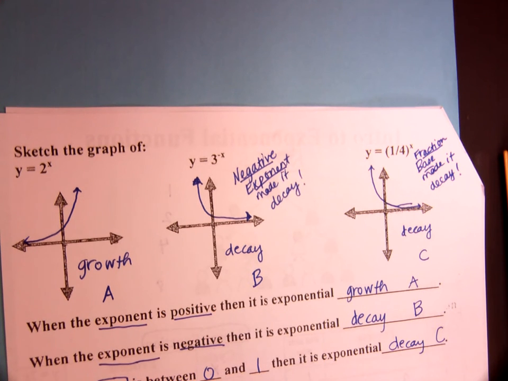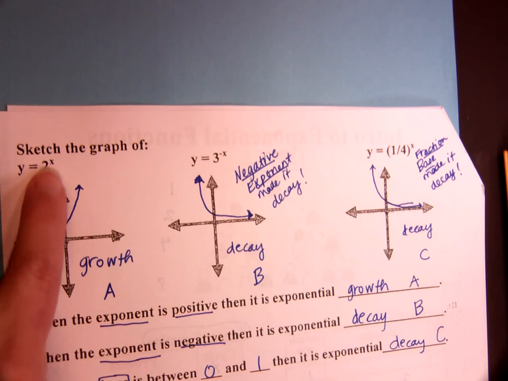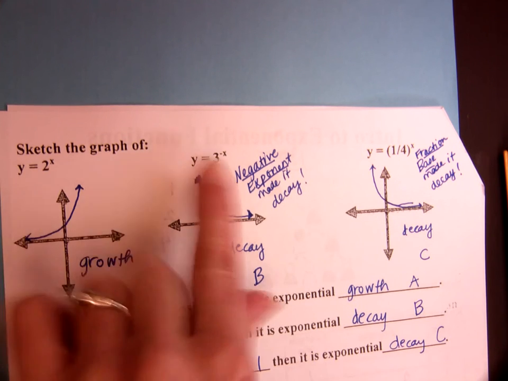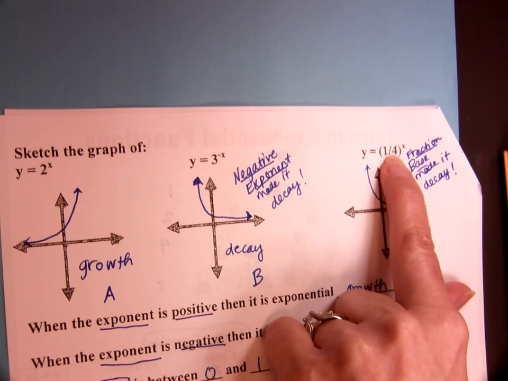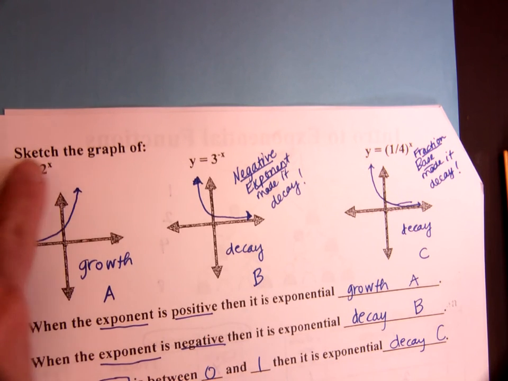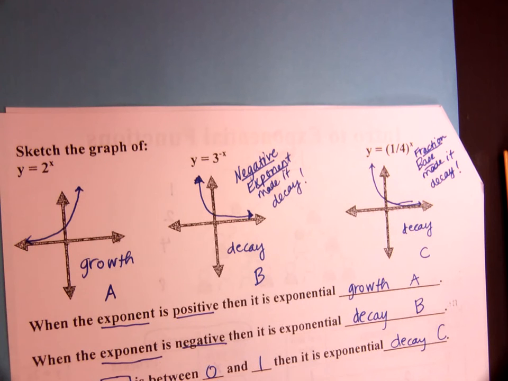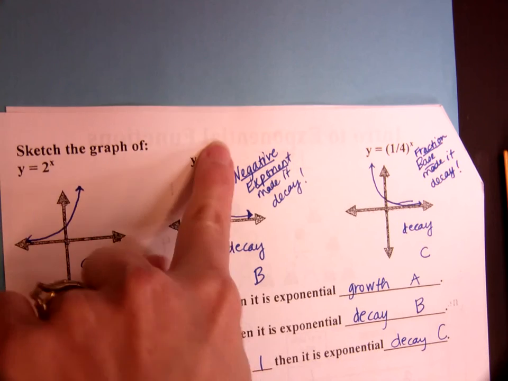Now look at each one of these and notice that each one has a base. This one has a base of 2, a base of 3, and a base of 1/4. Each one has an exponent. This one has an x, this one has a negative x, and this one has an x again. But what do they all have in common for exponents? They all have x for an exponent. Just so happens that this one's a negative x, right?